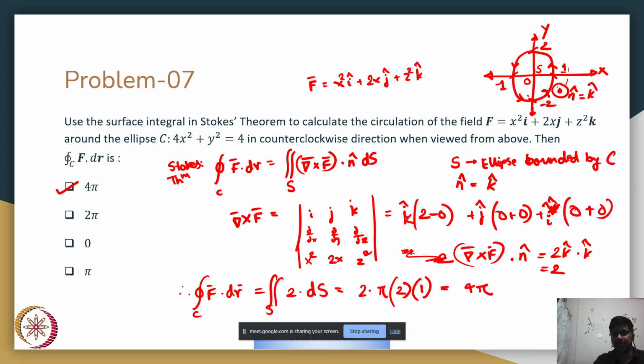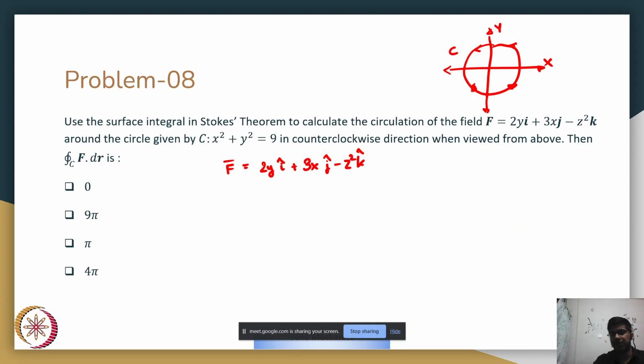Again the same arguments as the earlier one, except in place of an ellipse we have a circle. So my normal is k hat. If I do the curl of F, it's nothing but del by del x, del by del y, of minus z squared.